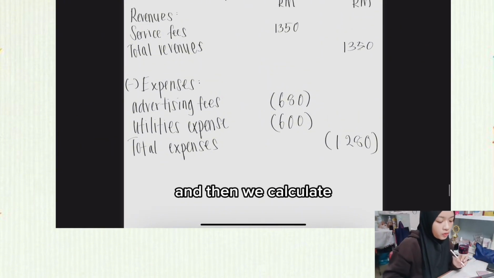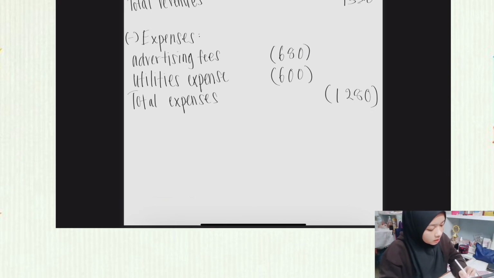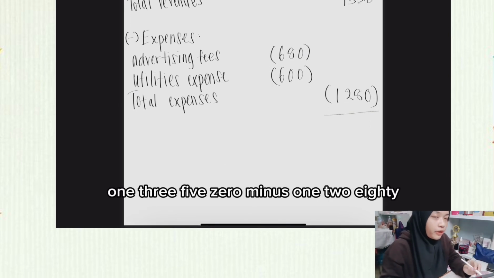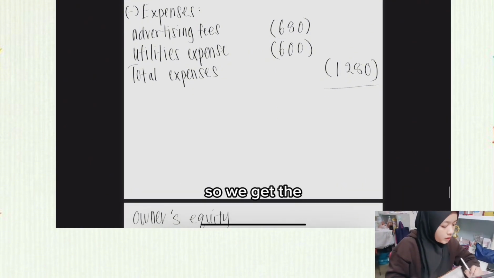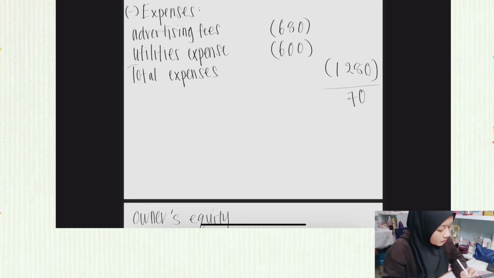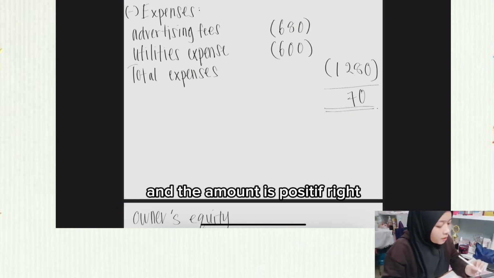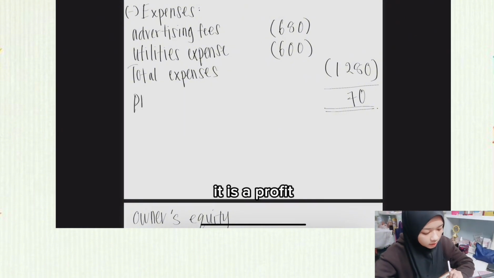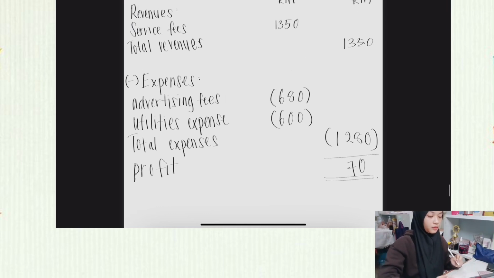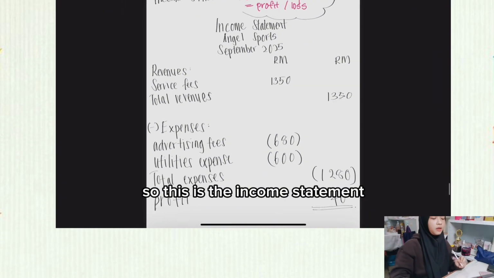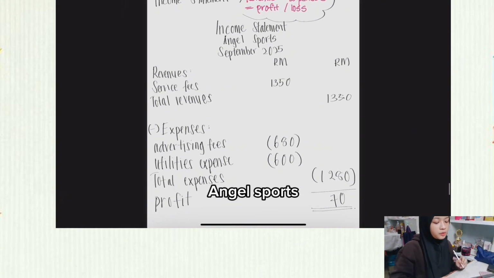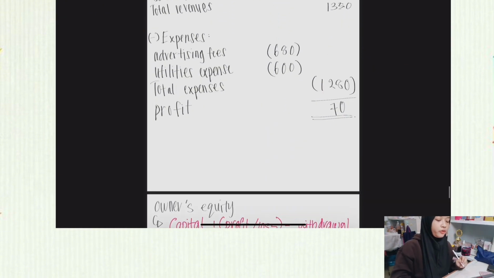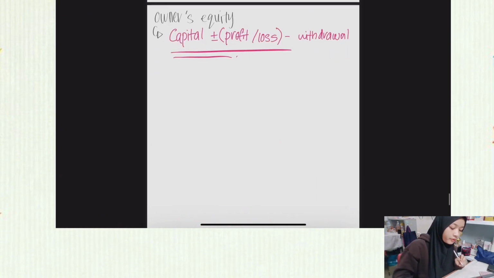And then we calculate 1350 minus 1280, so we get the 70 ringgit. And the amount is positive, right? So when positive, it is a profit. We get the profit. So this is the income statement and the spot of September 2025.